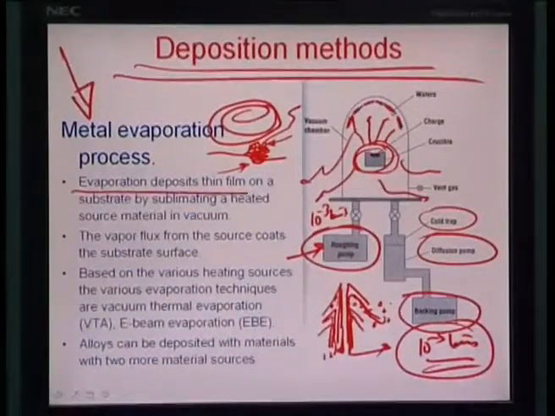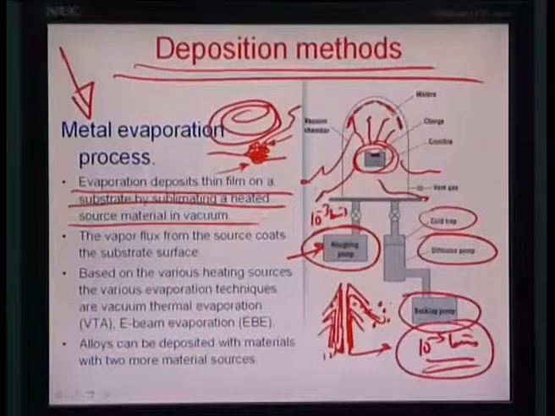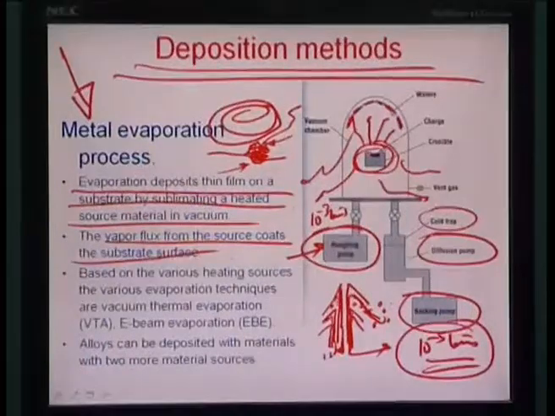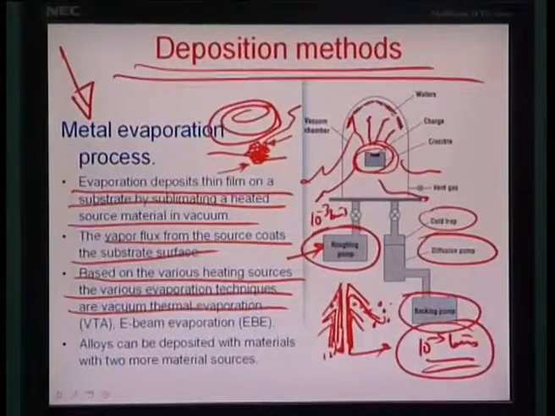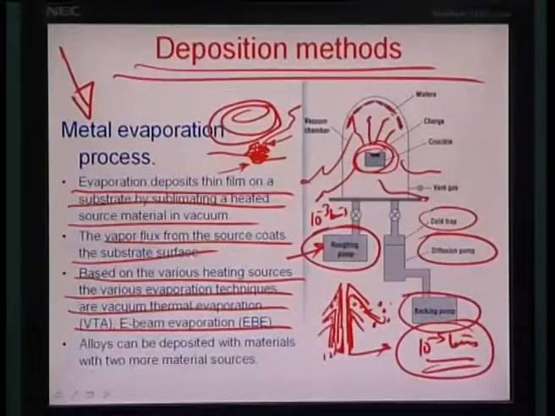So evaporation deposits a thin film on the substrate by sublimating a heated source material in vacuum. The vapor flux from the source coats the substrate surface, and based on the various heating sources, the various evaporation techniques include vacuum thermal evaporation. You have another technique called E-beam evaporation, where the same process is done by heating with an electron beam. So you have a high voltage electron beam which is pumped at high energy onto this target material, and it sputters off the target, and vapors are created within the vacuum in which all this process happens, and it goes and physisorbs on the surface of the wafer.